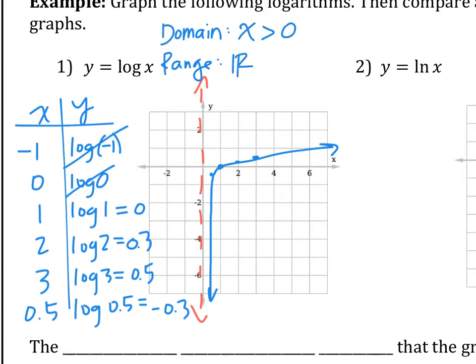All right. Where do you think the y-intercept is? There is none. Yeah, there's none. It doesn't cross the y-axis. What about the x-intercept? 1, 0. Yes, correct. 1, 0.